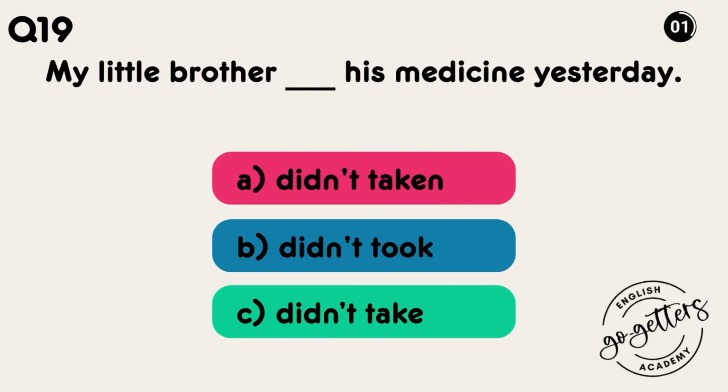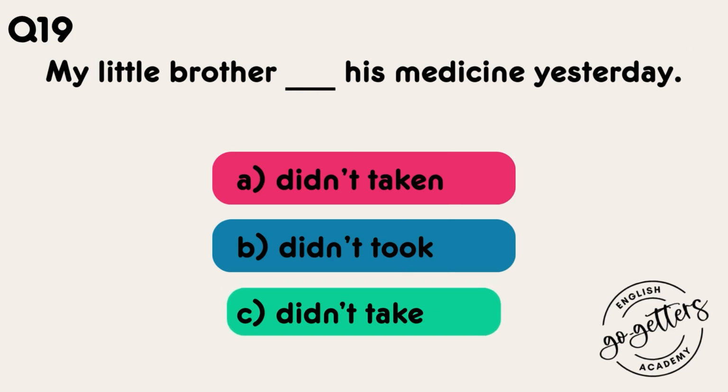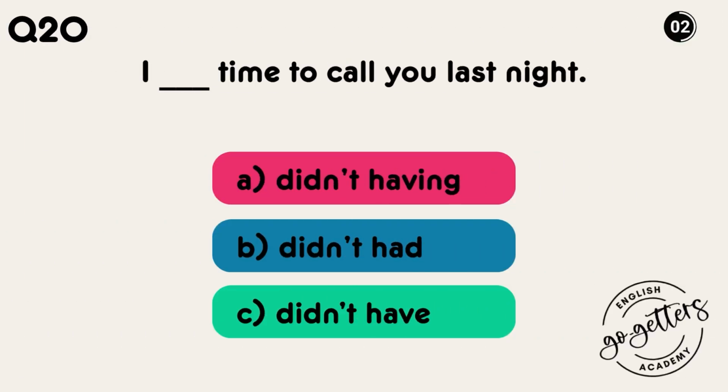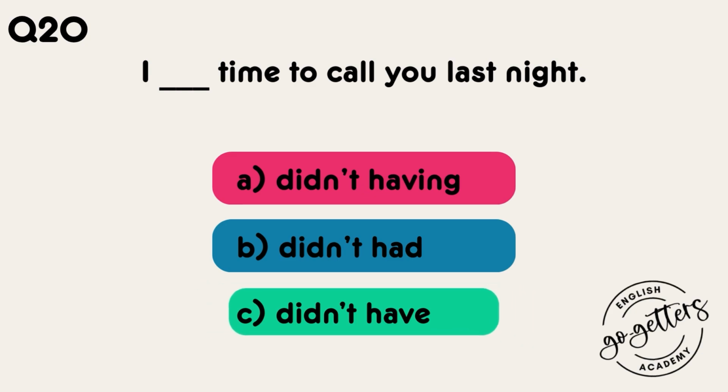Question 19. The correct answer is letter C. My little brother didn't take his medicine yesterday. Question 20. The correct answer is letter C. I didn't have time to call you last night.